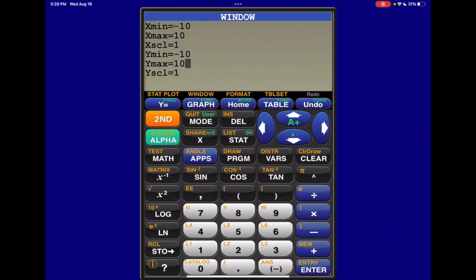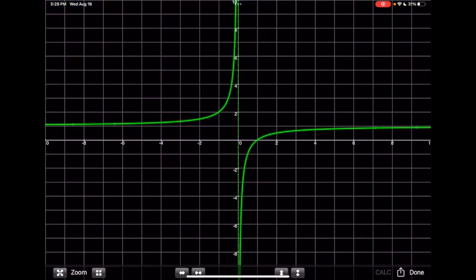On the TI-84, there's a button that says zoom, and if you press that and choose zoom standard, it'll automatically do these settings of negative 10 to 10 for both the x and the y. So that's a nice shortcut on the TI-84. Anyway, let's go ahead and graph here and see if what we found out on paper is matching up. We said there was a vertical asymptote at x equals 0.